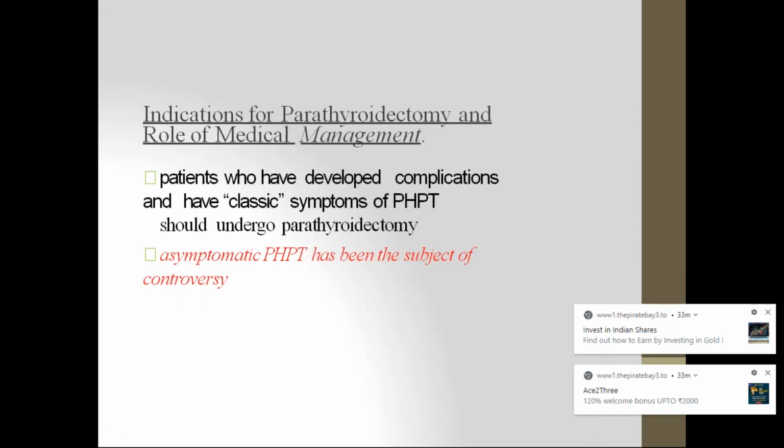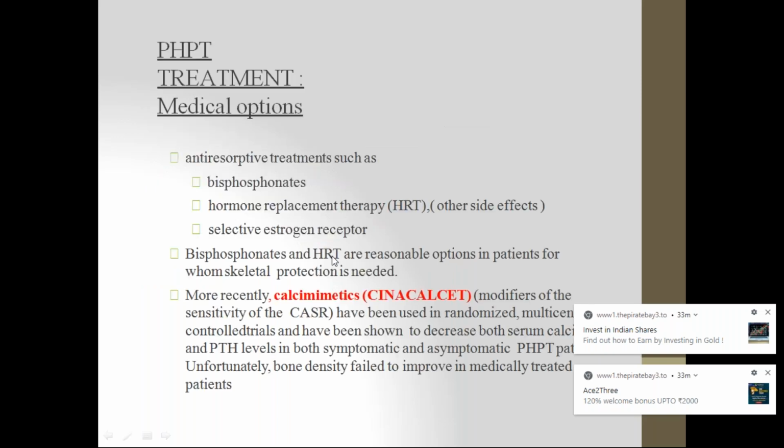So, indications for parathyroidectomy and the role of medical management. Patients who have developed complications and have classic symptoms of primary hyperparathyroidism should undergo parathyroidectomy. Asymptomatic primary hyperparathyroidism has been subjected to medical management, but it is controversial. Medical options include anti-resorptive treatment such as bisphosphonates to prevent hypercalcemia and bone resorption. So we use bisphosphonates, hormone replacement therapy, and selective estrogen receptor modulators. Bisphosphonates and hormone replacement therapy are reasonable options in patients in whom skeletal protection is needed.